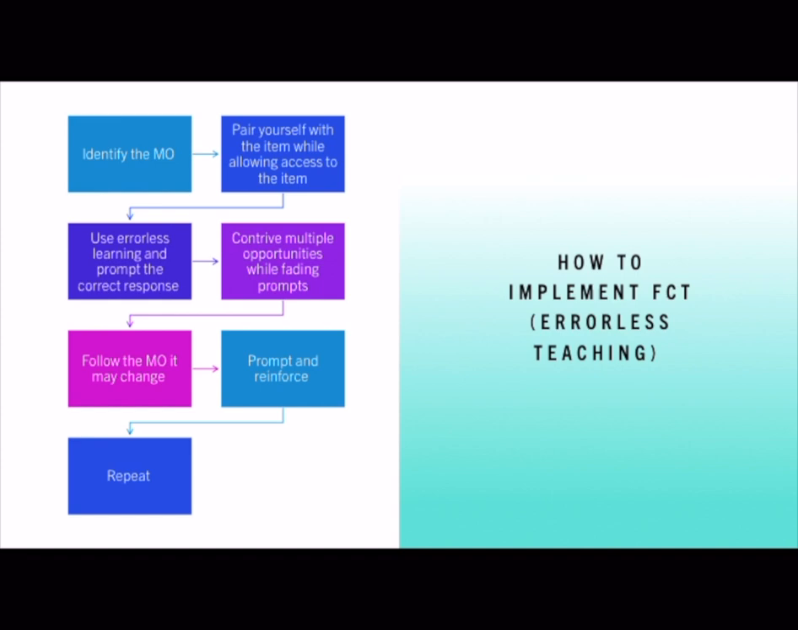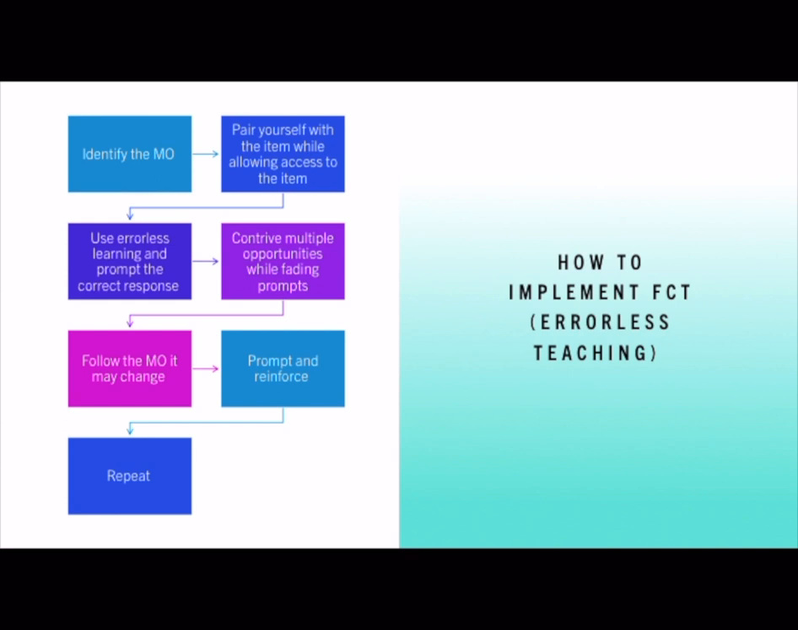So now we want to use errorless learning. Like I said, that's really just making sure that we're going in with the most intrusive prompt and allowing them not to make a mistake so that they can gain contact with reinforcement. And then we want to make sure that we're contriving and capturing multiple opportunities while fading out these prompts. We do not want them to become dependent on us prompting them to tell us what they want in order for them to receive what it is that they want.